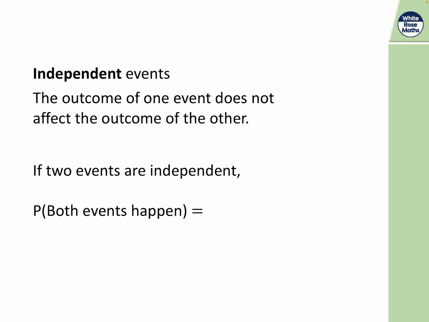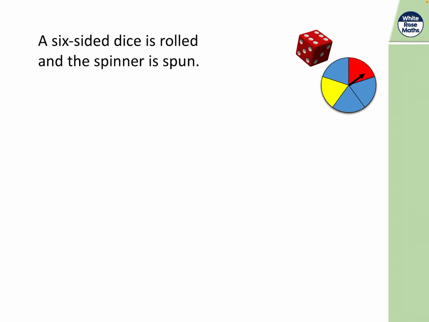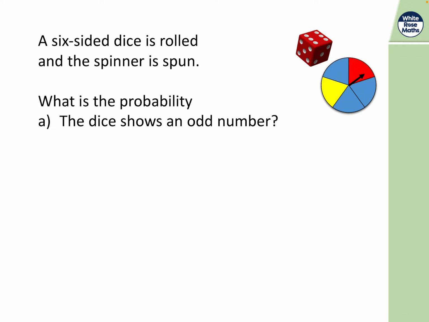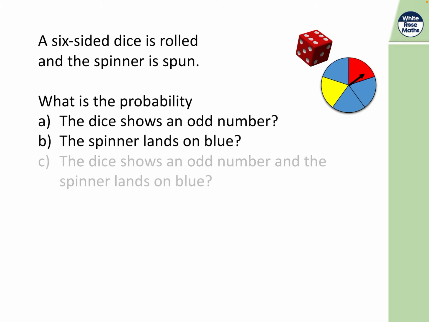So if 2 events are independent, the probability that both things happen is the probability of the first thing multiplied by the probability of the second thing. So again, that's your AND rule. Rolling a dice and spinning a spinner are 2 independent events. Whatever you get on the dice doesn't affect what happens with the spinner. So what is the probability the dice shows an odd number, the probability the spinner lands on blue, and then the probability that the dice shows an odd number and the spinner lands on blue?